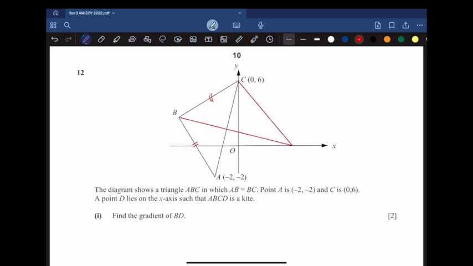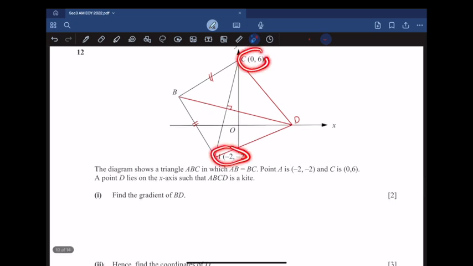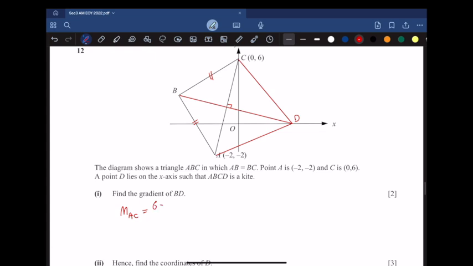let's draw my imaginary lines for you to visualize better. In the kite, the diagonals are perpendicular. Let's say point D is somewhere around here. I don't know where point D is. I do not have the coordinates of B or D, but I have the coordinates of A and C. So what I can do is to first find the gradient of AC. The gradient of AC is simply (6 minus negative 2) over (0 minus negative 2), which is 8 over 2, which is 4.